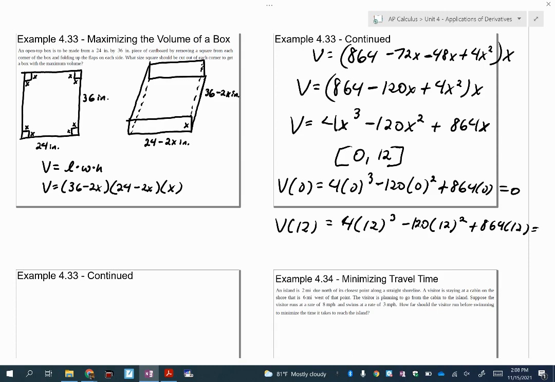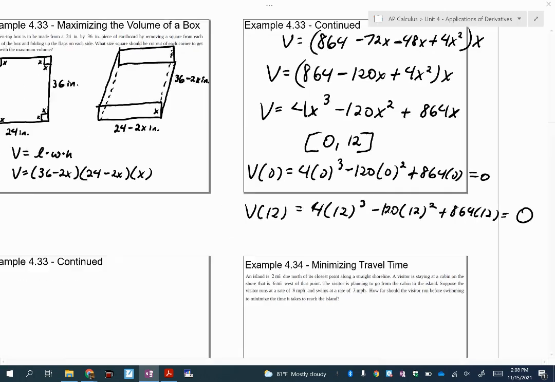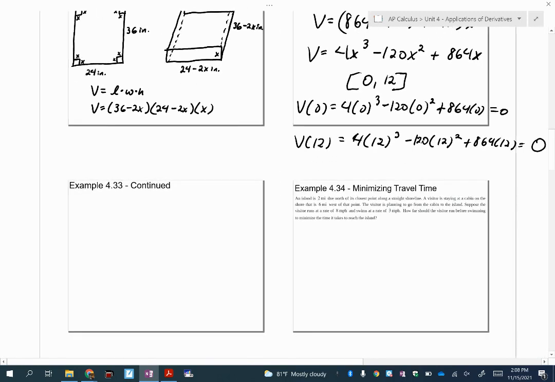Okay, so getting 0 means that when I look at the sketch of this over this bounded interval, I'm looking for the absolute maximum between x values of 0 and 12. So I'm going to take the derivative. My derivative of volume is going to be 12x squared minus 240x plus 864.